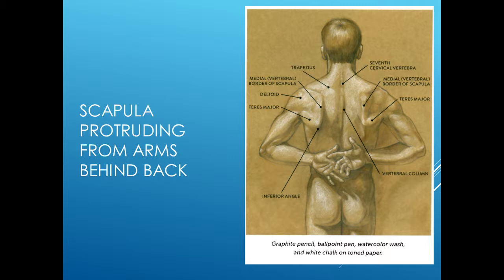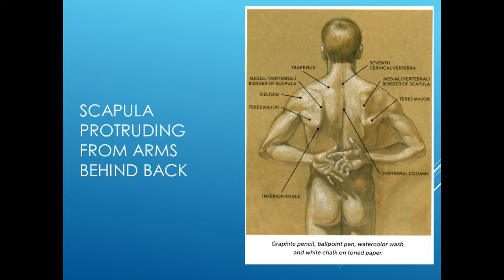Here's the border of the scapula. This is the medial border. Remember, medial is closer to the midline of the body. The deltoid is also a muscle. It's not a bone, it's a muscle. The deltoid is the shoulder muscle. We'll talk more about those during the muscle week. And then the teres major is also a muscle right down here. The inferior angle of the scapula is the bottom of the scapula. And then we have a couple places right here.